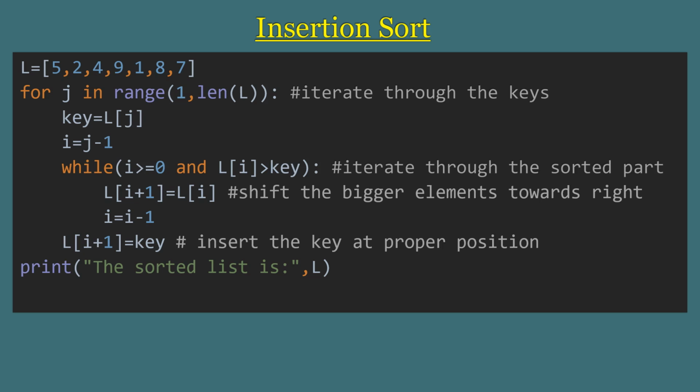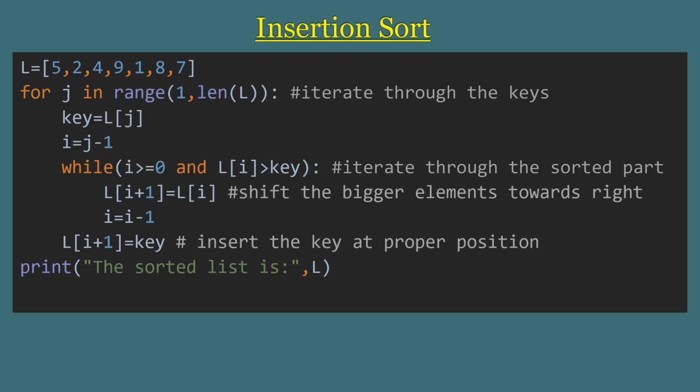So for j in range 1 to length of L, that means j will iterate from the first element at index number 1, that means the second element, till the length of the list. The second element will be considered as the key and i will be j minus 1. Now one more while loop will iterate through the sorted part of the list and all the elements will be compared with the key. And if the element is bigger, then the element will be shifted one position towards right, making room for the key element to be inserted.